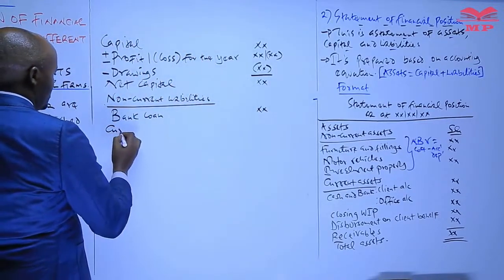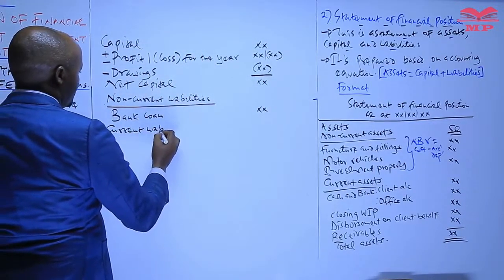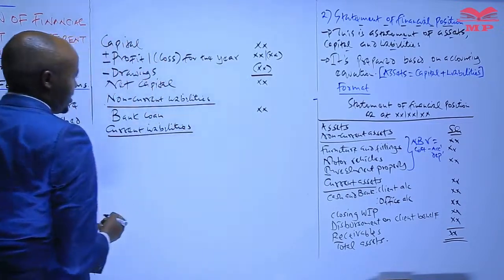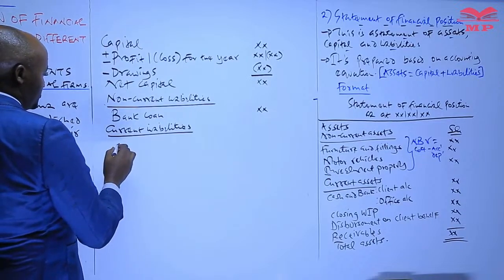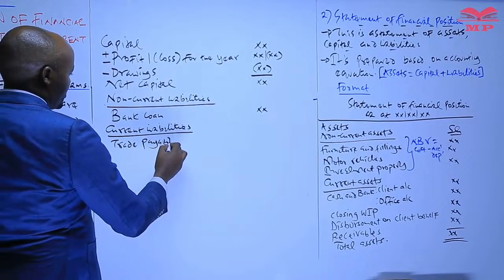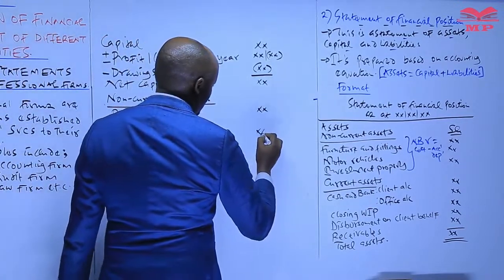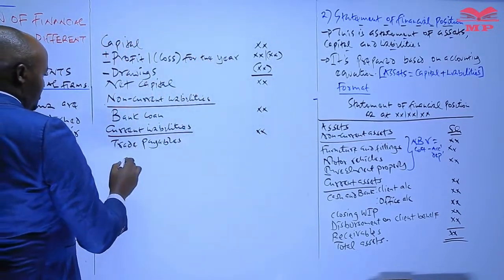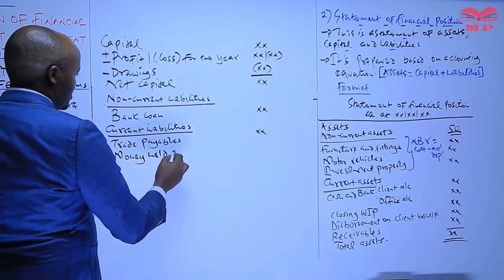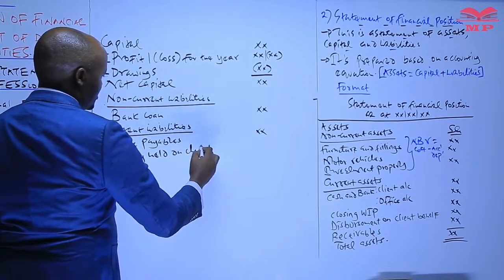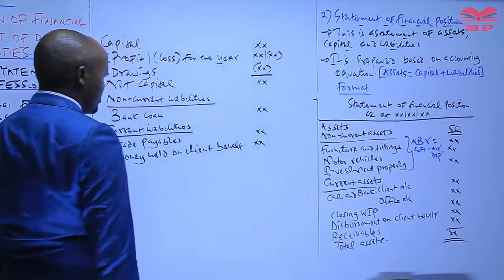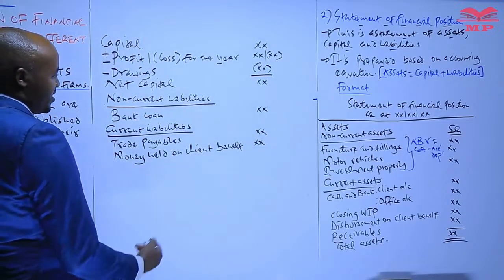And then finally, we record the current liabilities. Current liabilities are liabilities payable within 1 year. This will include things like payables, or basically trade payables. This is the amount of money which is owed to the suppliers. Things like money held on client behalf, and so on.